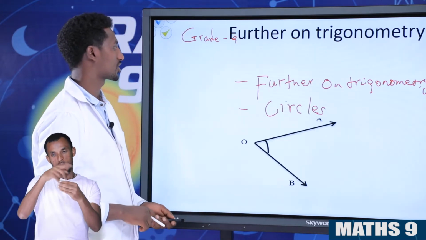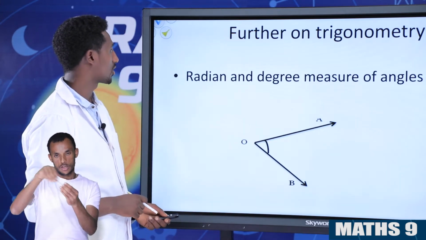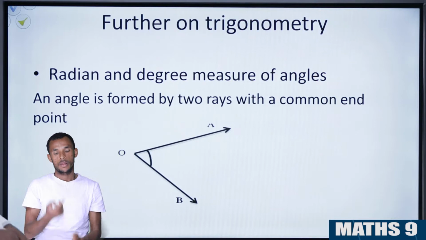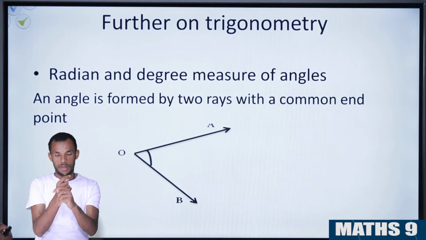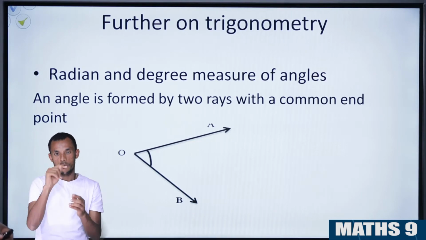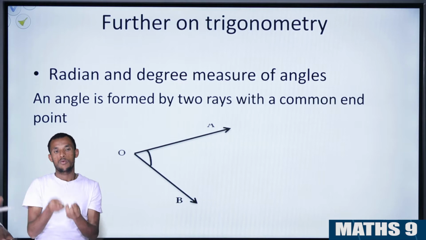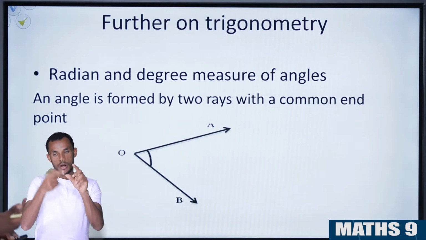So let's see the first part, which is further on trigonometry. Here trigonometry deals with angles and sides of a triangle. So when we discuss angles, most of the time angles are measured using radian and degree.